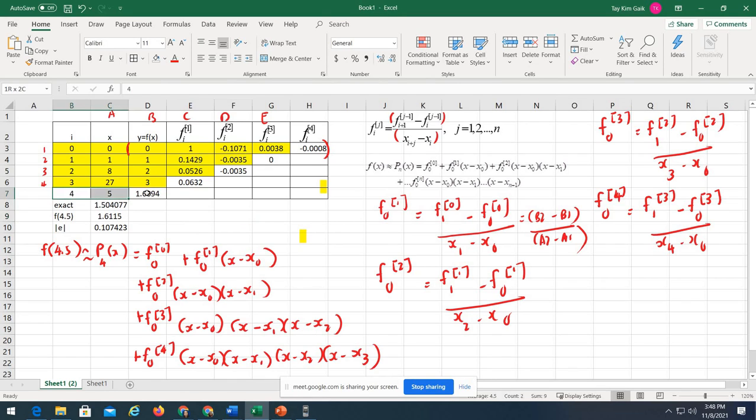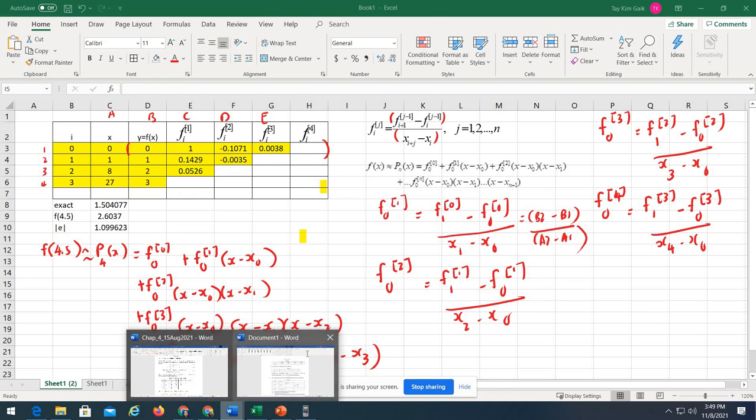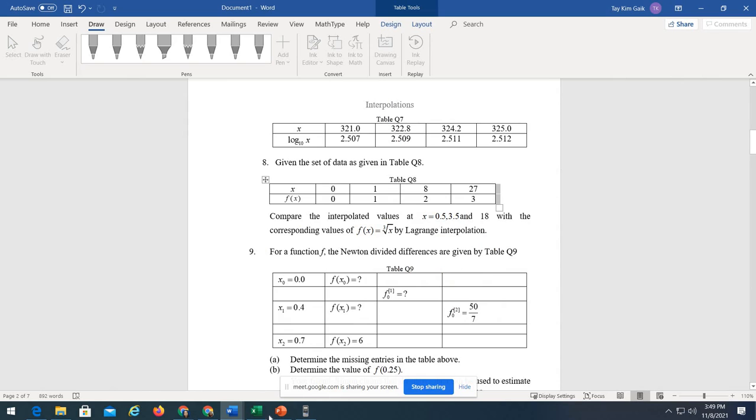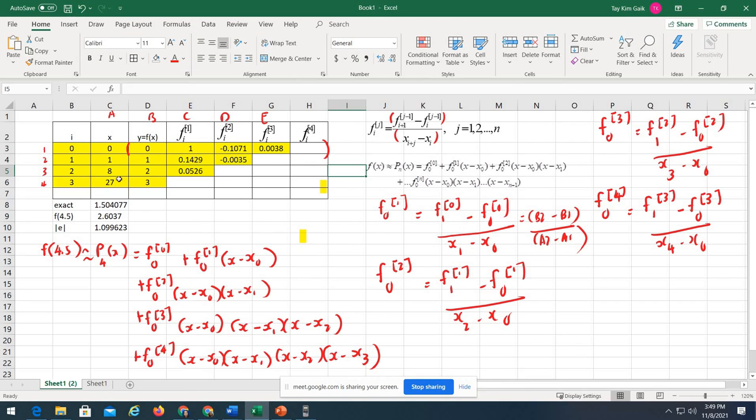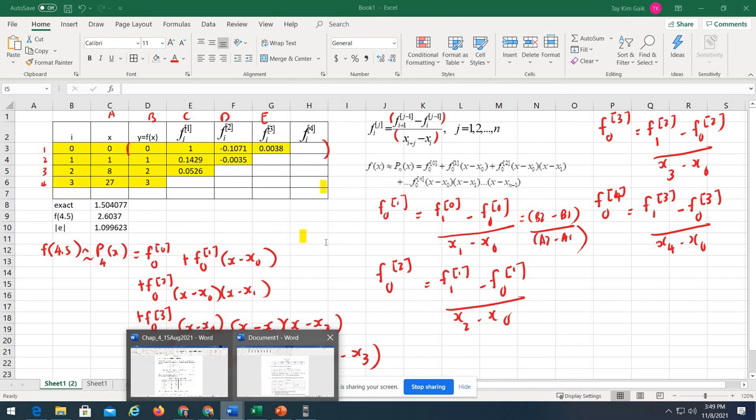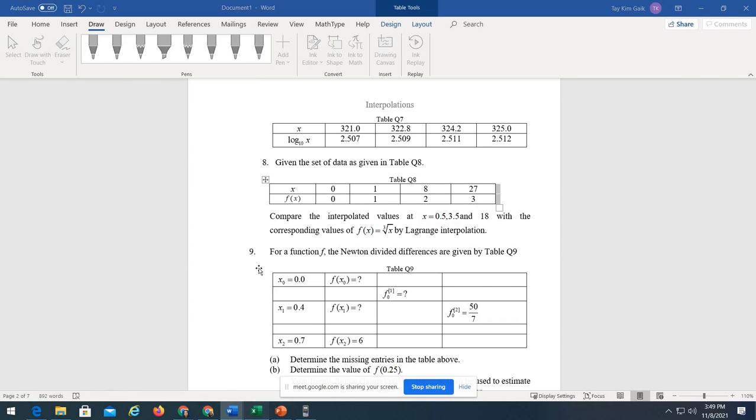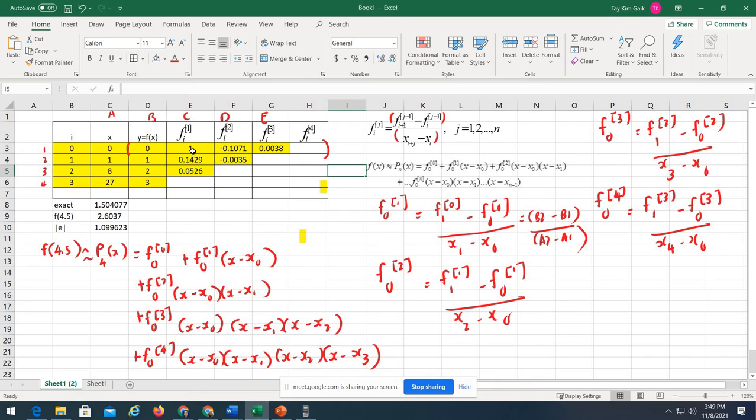And this one we don't have, so I delete it. Is it correct? X is 0, 1, 8, 27. Y is 0, 1, 2, 3. One shot, and the Newton divided difference values are there. And here I already rounded them so that if you use a calculator, the answer will tally.